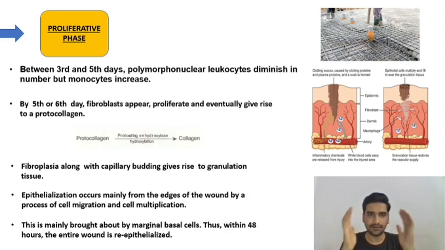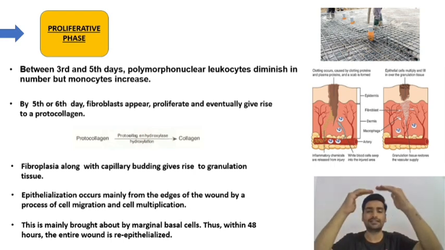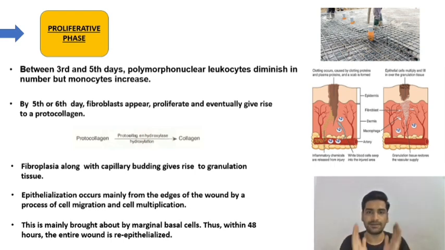So this is the proper process of wound healing. So epithelialization occurs mainly from the edges of the wound by a process of cell migration and multiplication. Now if there is initiation, there will be migration of cells. Eventually those cells are going to multiply and close the gap between the two edges. I hope this is clear.